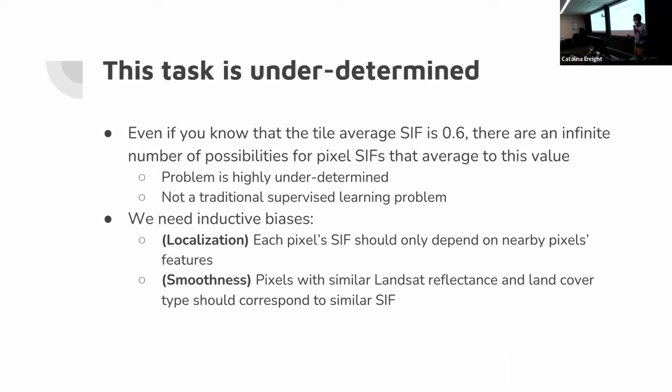To address this, we need to introduce some inductive biases, such as localization. This one is pretty obvious: each pixel's SIF should only depend on nearby pixels' features. It doesn't make sense to predict the SIF of a pixel by looking a few kilometers away at other areas. And then there's also smoothness. This is kind of implicit: we're assuming that pixels with similar Landsat reflectance and land cover type should correspond to similar SIF. Of course, if the features don't explain SIF that well, then you wouldn't expect the model to perform too well.